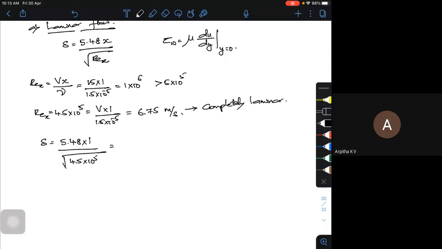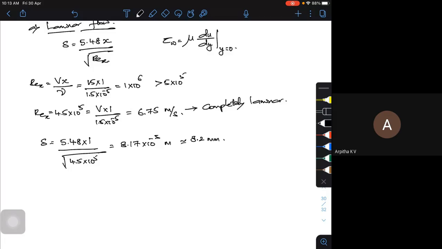8.17 into 10 to the power of minus 3. Okay. That means roughly around 8.2 millimeters. Suppose if I had gone with a Reynolds number of 1 into 10 to the power of 6, I would have got a delta less than this 8 mm. So it will be around 5 or something.